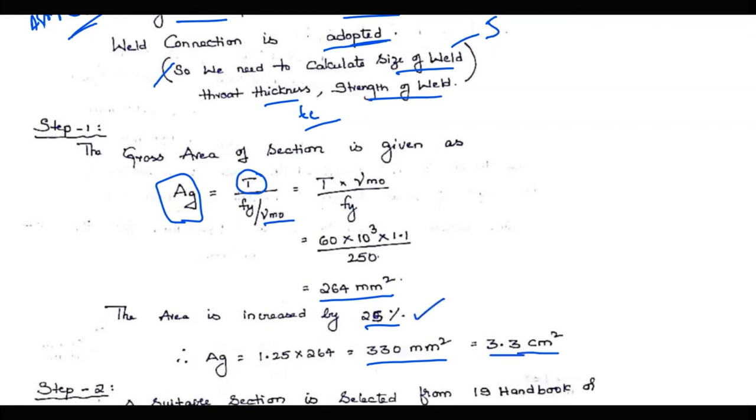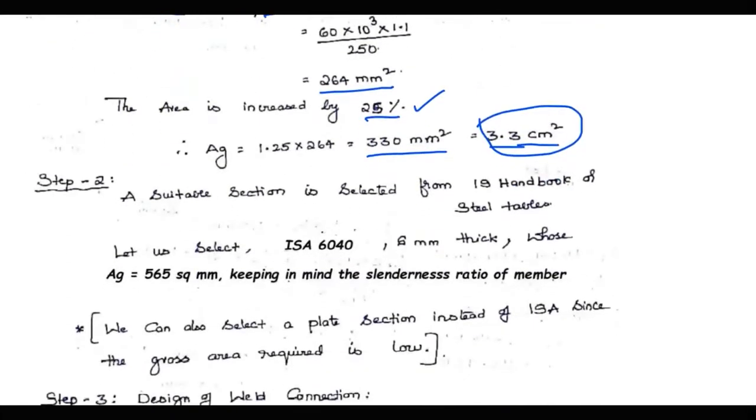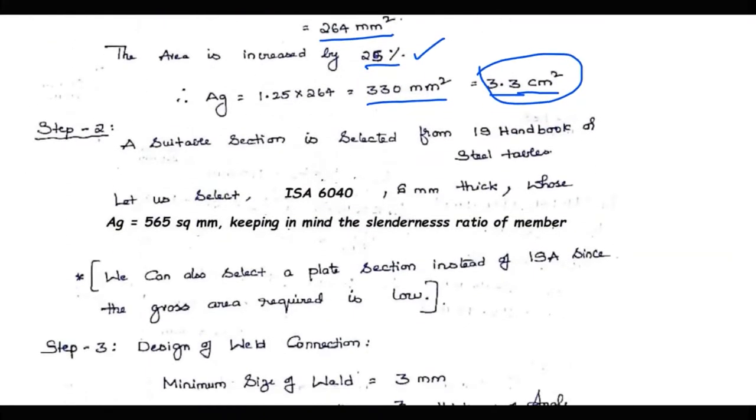So why did I increase this area? There is no particular reason for that, because I wanted to make sure that I have provided the section properly without any issues. I want to be more confident on the section I am going to choose. Therefore, I am going to increase the gross area required by 25%. And now I am going to select a section from the steel tables based on this gross area required, that is 3.3 centimeters square. So step 2 will be finding out a suitable section.